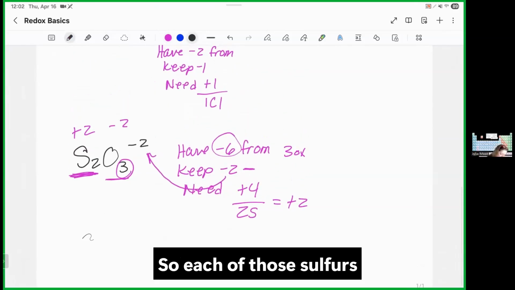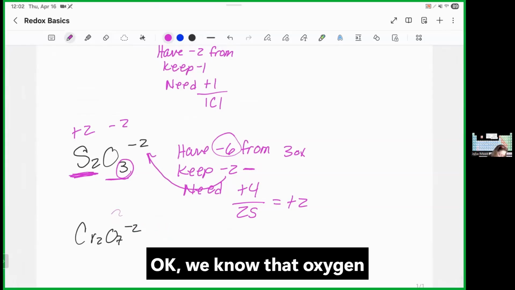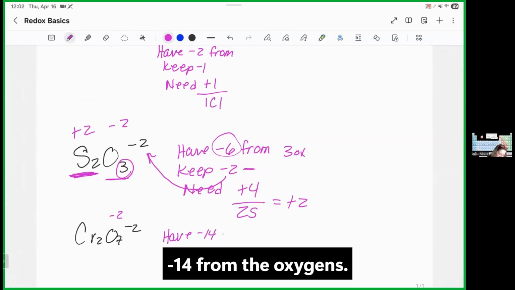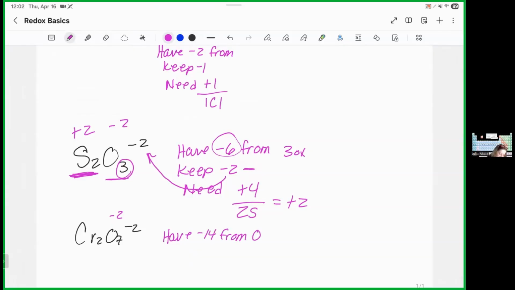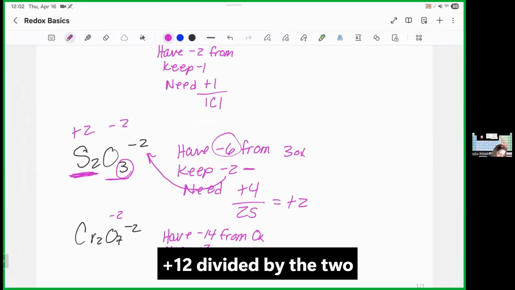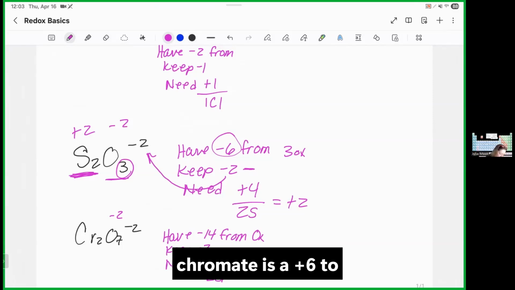If I had Cr2O7 dichromate, we know that oxygen is -2, and we have -14 from the oxygens. We want to keep a -2, so we need a +12 divided by the 2 chromiums that are there. Each chromium is a +6 to give us the total +12 we need.